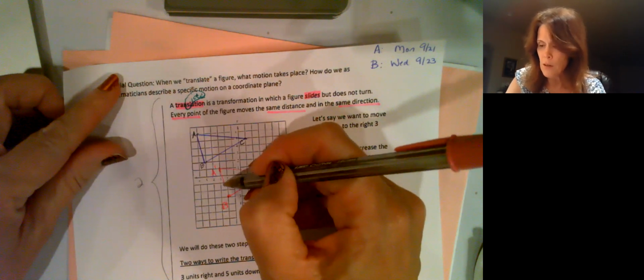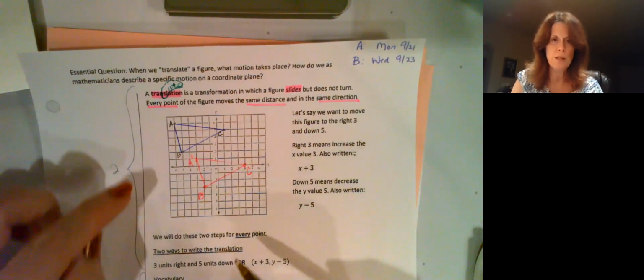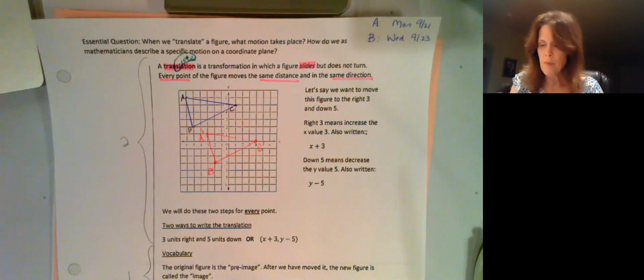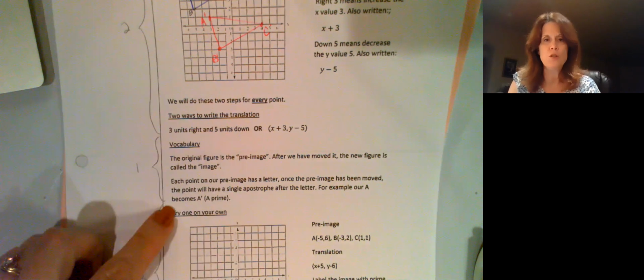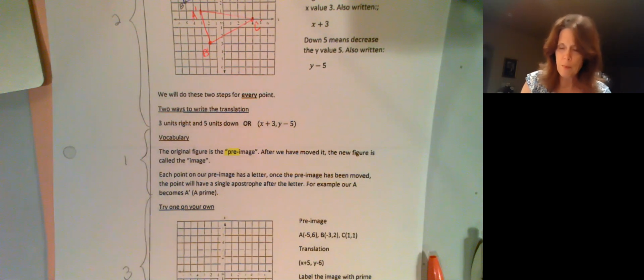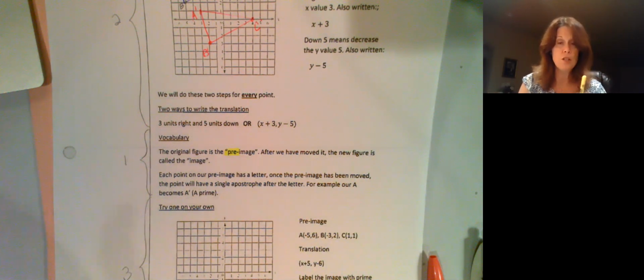Now, what I didn't mention on here was how I'm writing this. I'm doing it with a different color, but if I didn't have a different color, how would I know the difference between where I started and what I transformed or translated? That has to do with this part right down here for vocabulary. The original figure is called a pre-image. It's always hard for me to remember that we don't start with an image and then transform it. We start with a pre-image, and once we move it, we call that the image.